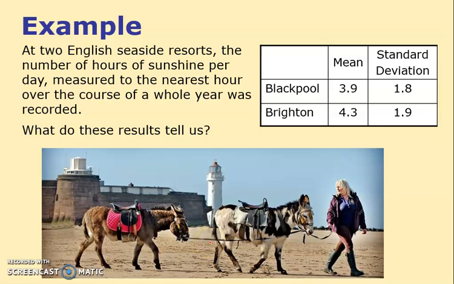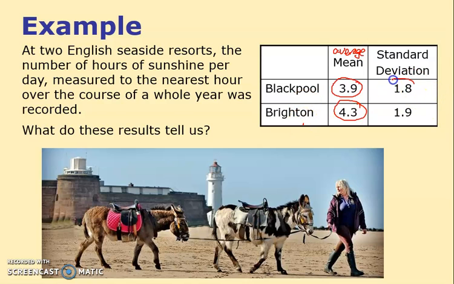At 2 English seaside resorts, number of hours of sunshine per day measured to the nearest hour over the course of a whole year was recorded. And what do these results tell us? Well, obviously we're looking at Blackpool, we're looking at Brighton. Alright, so straight away I'm looking at this. The mean for Blackpool is lower than Brighton. So on average, it's like an average. On average, Blackpool gets less sun than Brighton.